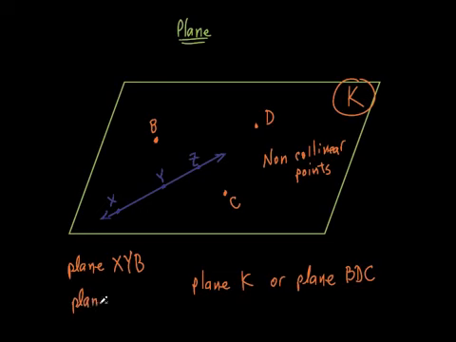There's a bunch. We're not going to name them all. But what would another name for the plane be? How about like ZDC? How about that? ZDC, because there are 3 non-collinear points. Not all 3 of them lie on the same line.